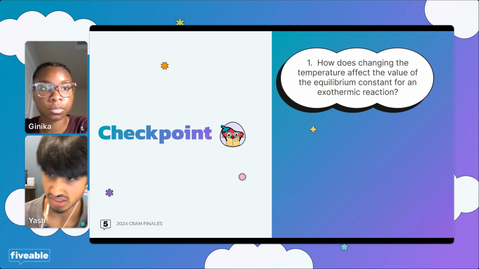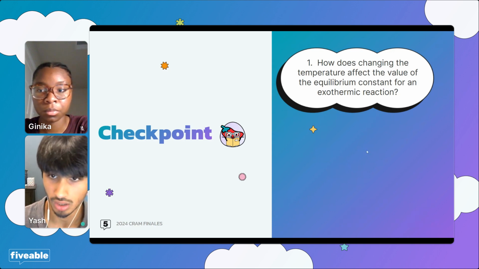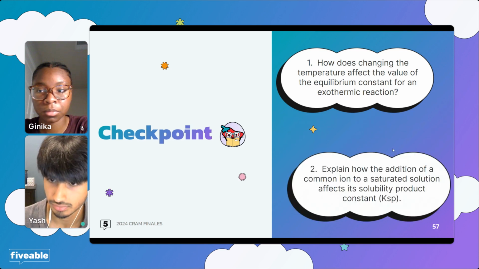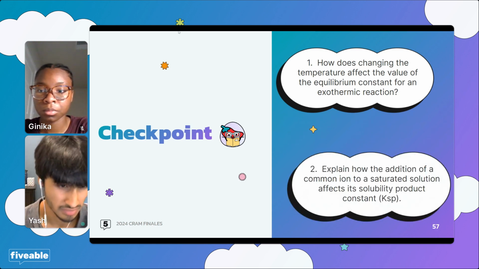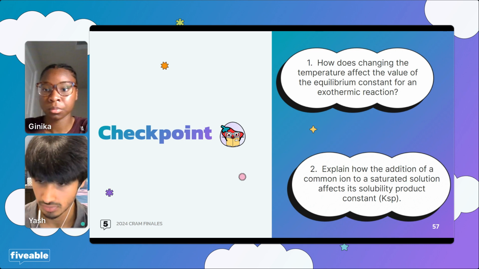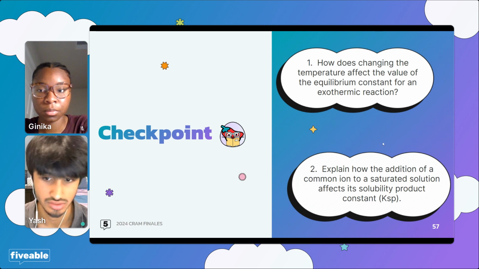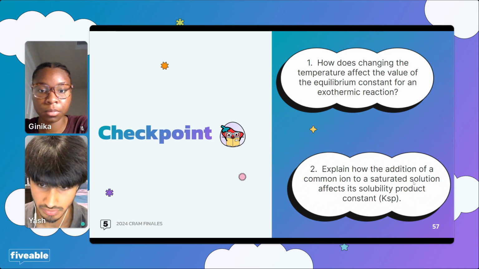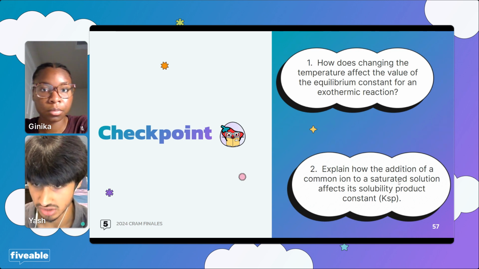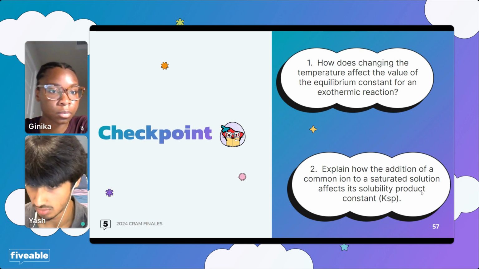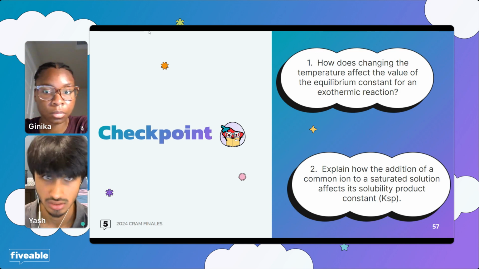All right. Yep, you guys are mostly getting it right. So if you increase temperature, you are decreasing K, because as you remember, heat is a pseudo product. And remember, the only thing that actually affects the value of K, the equilibrium constant, is temperature. Nothing else. All right, let's do number 2 now. How the addition of a common ion to a saturated solution affects its solubility product constant.